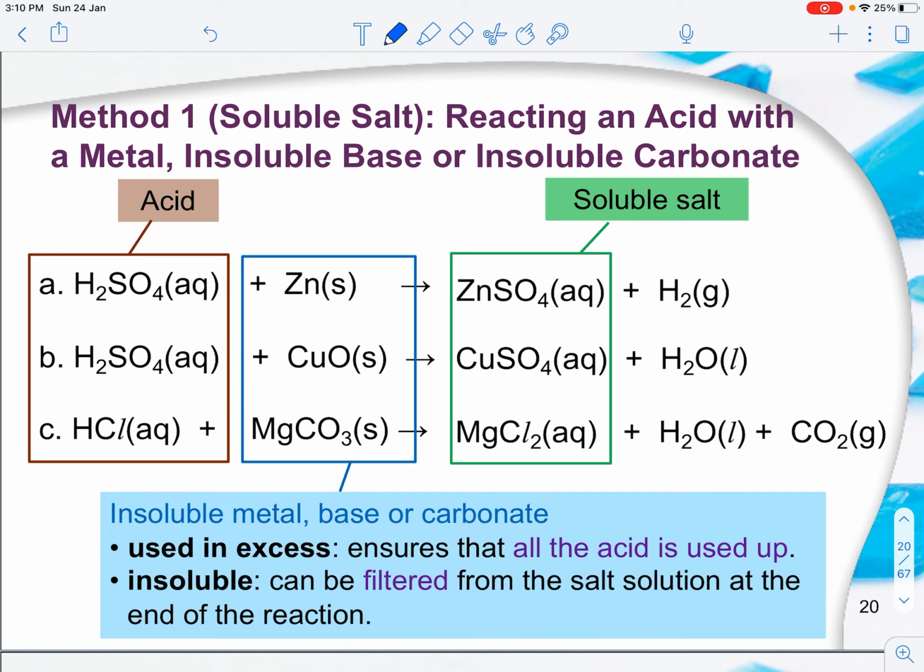So from all of these, this is a list of examples of the metals you can use and the different combinations you can use to create a salt. Now, for insoluble metals, bases or carbonates, you tend to use them in excess. Why is this important? This ensures that all the acid is used up. Why? Because what we want is a complete reaction. We do not want to waste any material. And when it's all used up, the insoluble one can then be filtered from the salt solution at the end of the reaction.